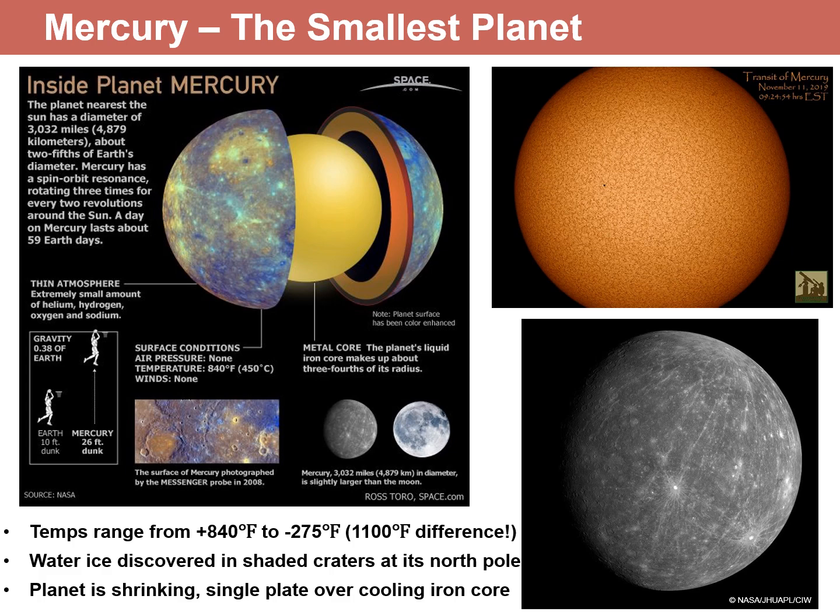Just this past November, on November 11th of 2019, I have here a photograph of a transit of Mercury. Mercury happened to be crossing the surface of the sun when viewed from the Earth. And if you look real carefully, you can see this little dot, I'm circling it right here. That's the little dot of Mercury.